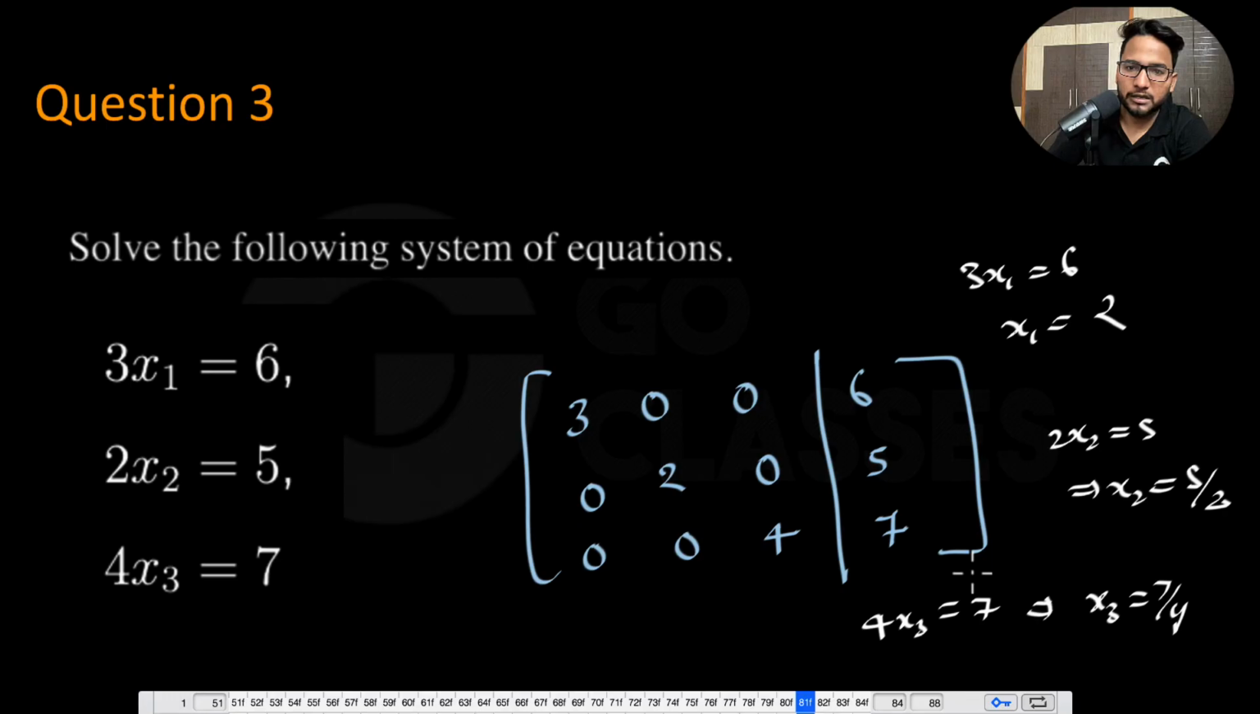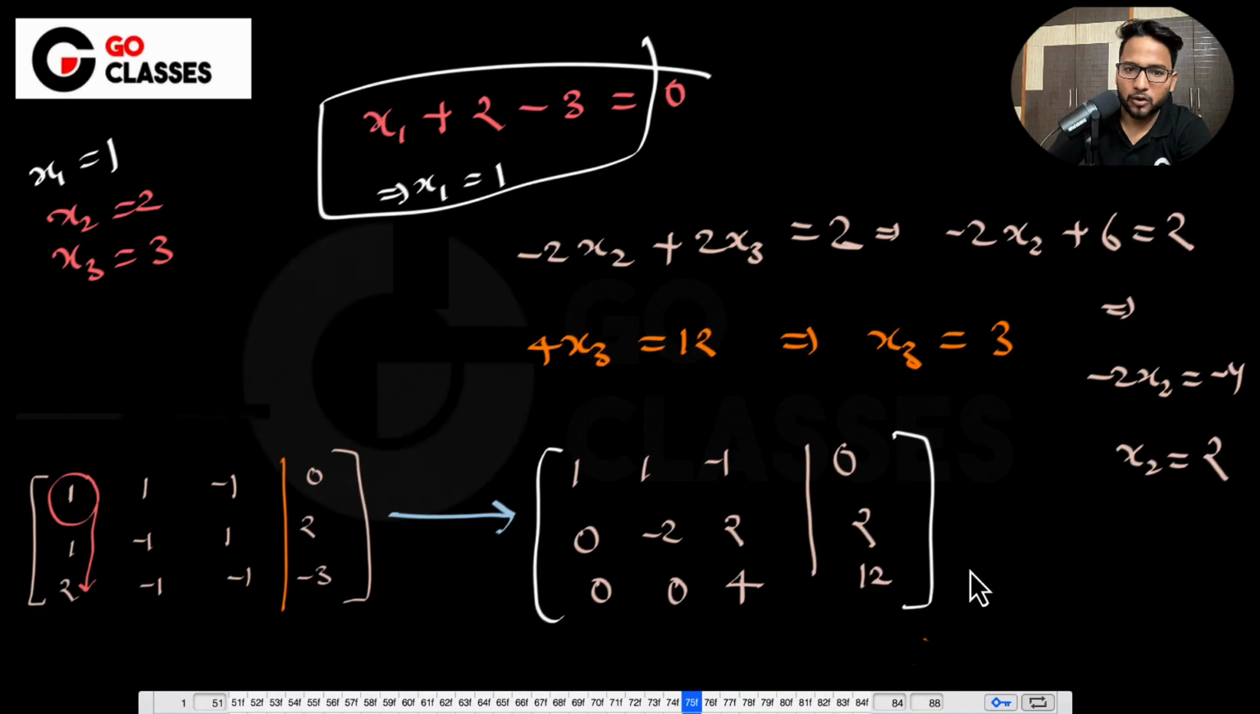Cool. I think this is the first example where we are having a free variable. Otherwise, in earlier examples, I think all the variables were pivot variables in the row echelon form, right? So this is the row echelon form that we have got. You have a pivot in every column, which means every variable is a pivot variable.